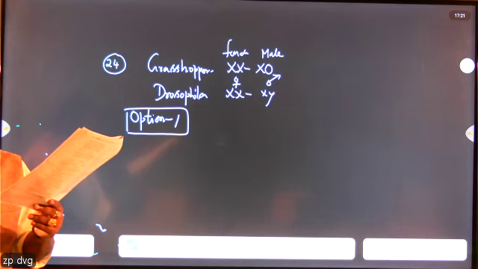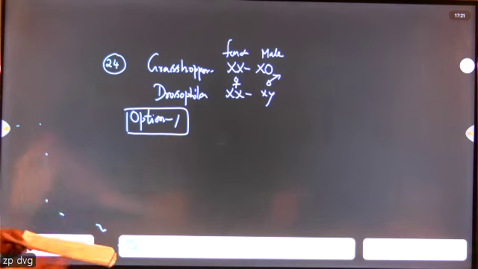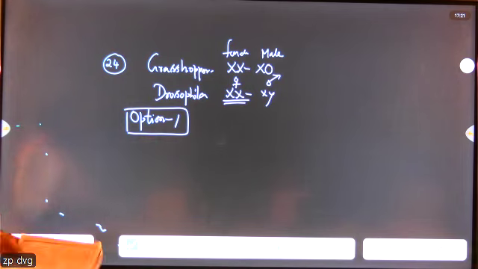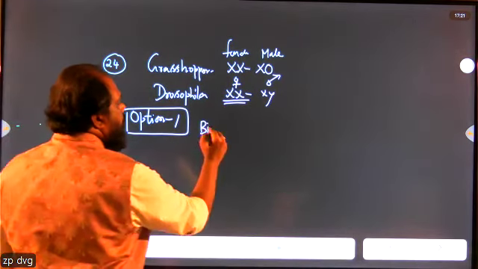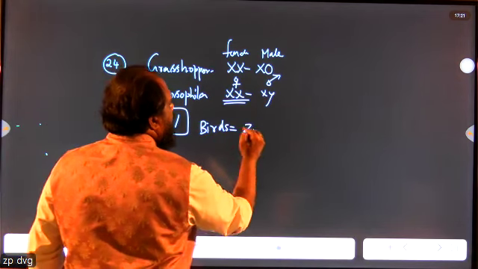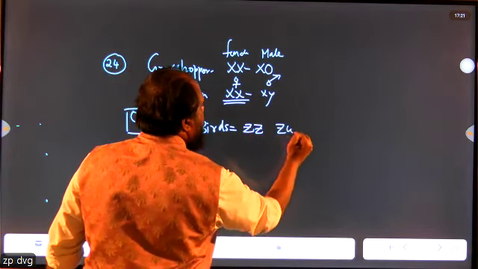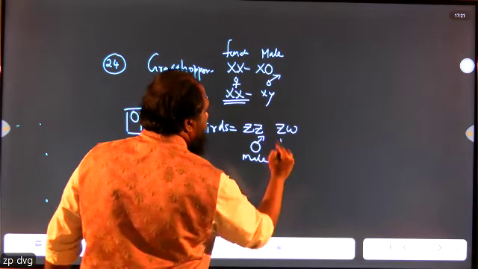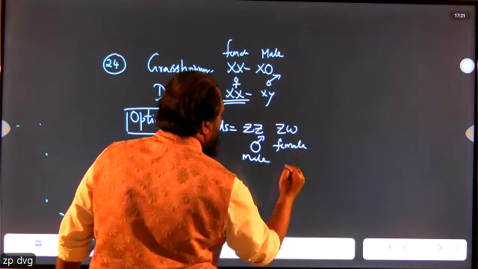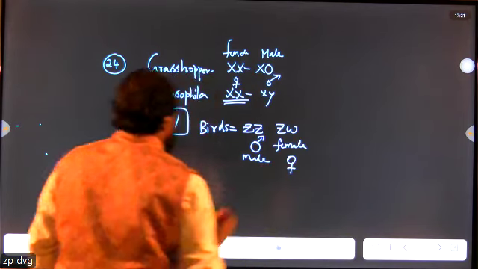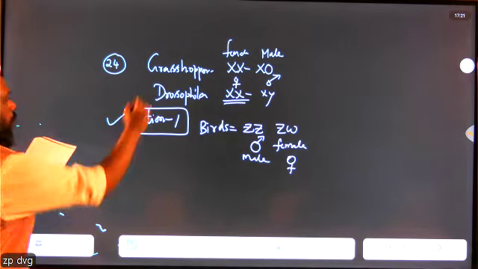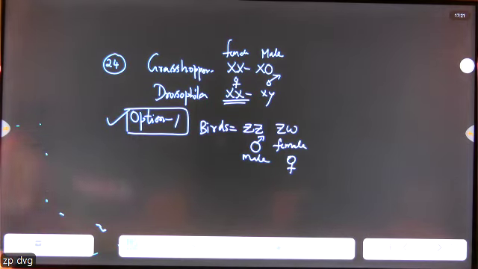Homozygous sex chromosome XX produces male in Drosophila? No, XX produces female in Drosophila. Homozygous sex chromosome ZZ determines female sex in birds? No, in birds you know very well, ZZ, ZW: ZZ is male, ZW is female. So the fourth option is also wrong. Only the first option statement is the correct statement.